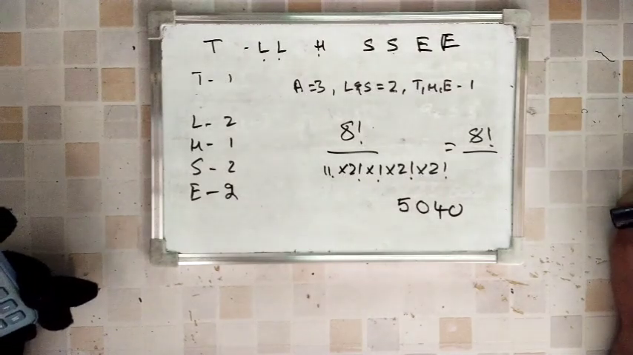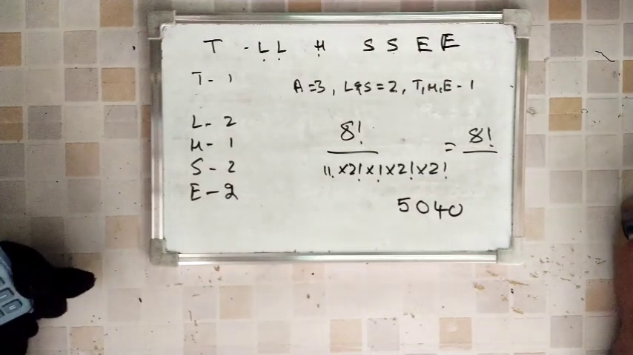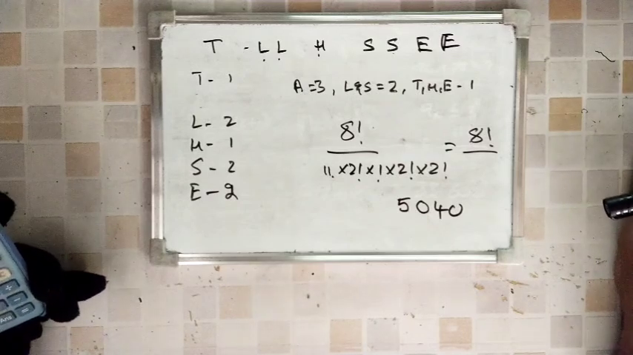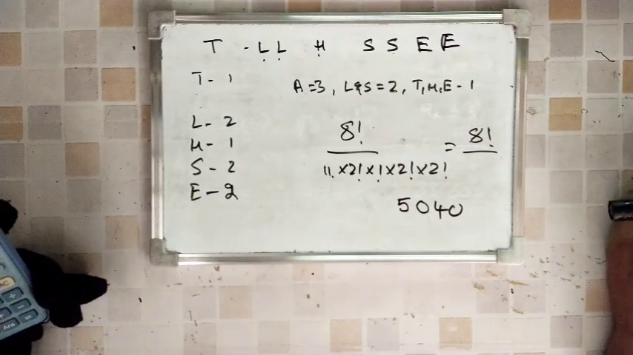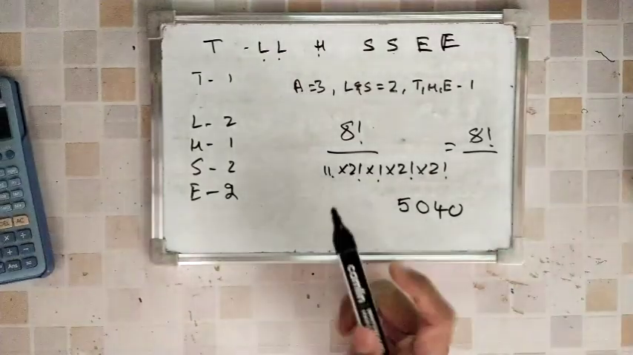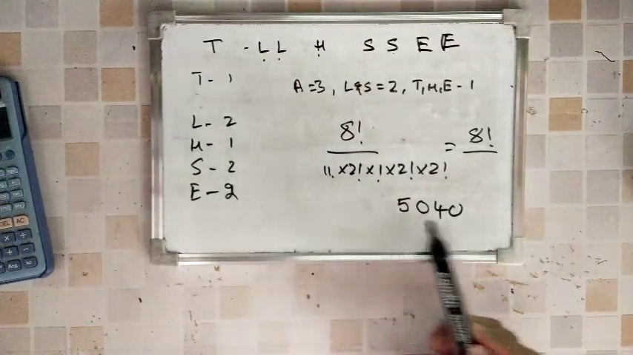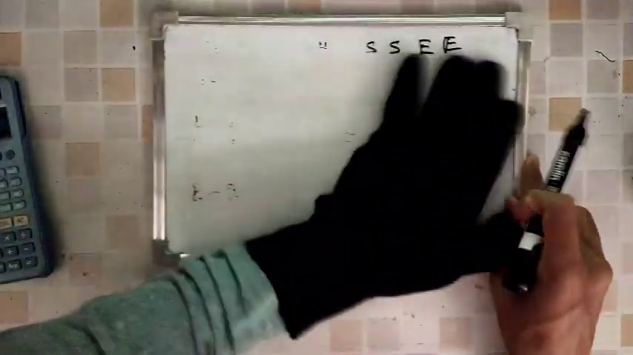So in each of these arrangements, the number of ways where we will not have adjacent A is this. Just write 5040. That's it. Let us go to the second question.